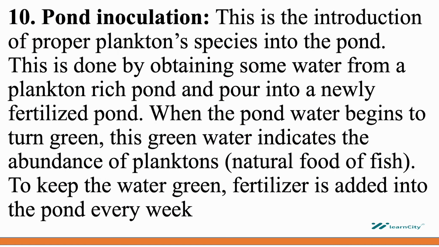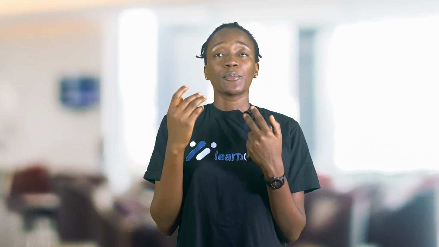Pond inoculation. This is the introduction of proper plankton species into the ponds. This is done by obtaining some water from a plankton-rich pond and pouring into a newly fertilized pond. When the pond water begins to turn green, this green water indicates the abundance of plankton. That's natural food for the fish. To keep the water green, fertilizer is added into the pond every week.